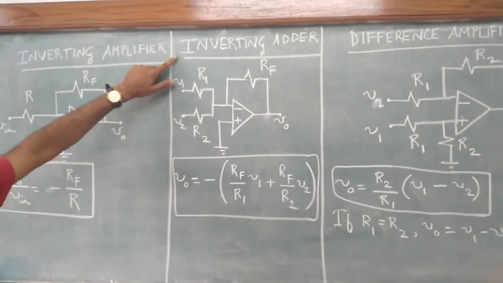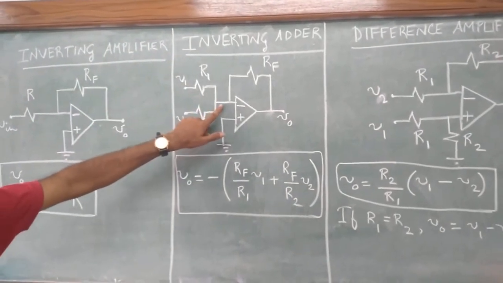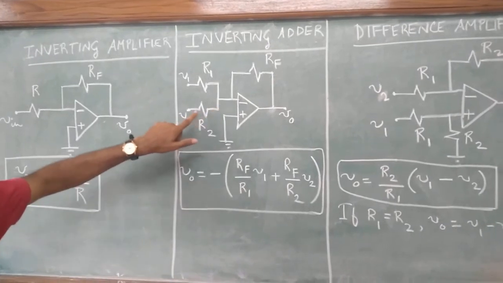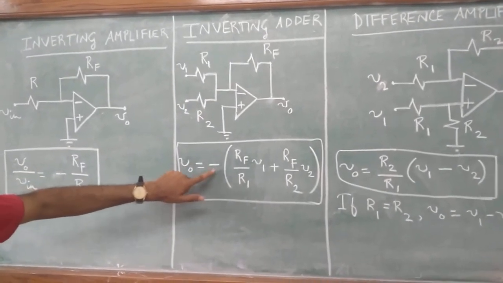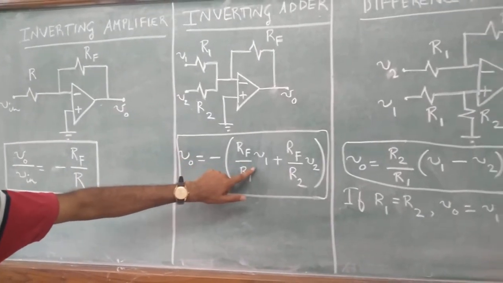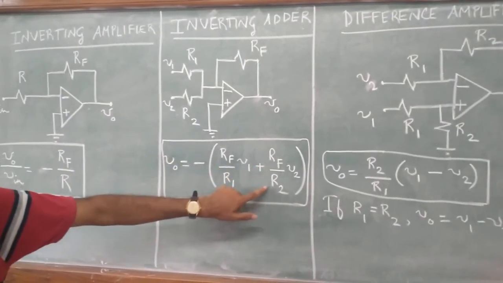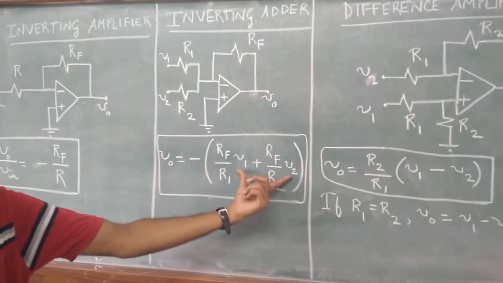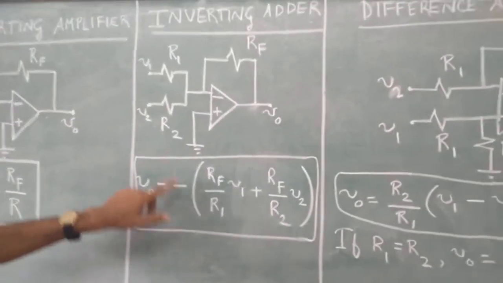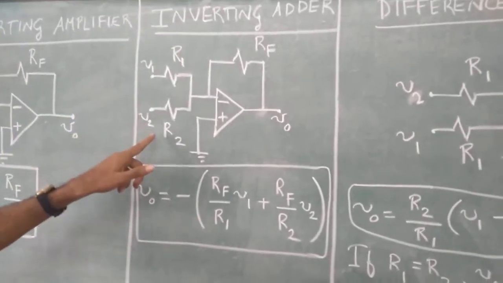Moving to the inverting adder, one additional line has been added here, and so V0 becomes equal to negative of RF by R1 times V1 plus RF by R2 times V2. So this is adding up these two voltages, and again preceded by a negative sign because of this inverting configuration.